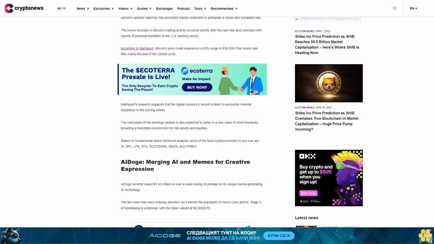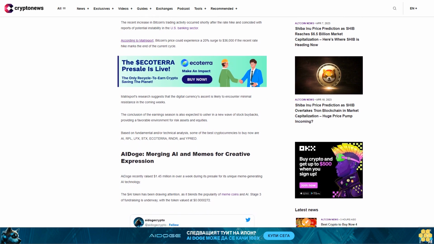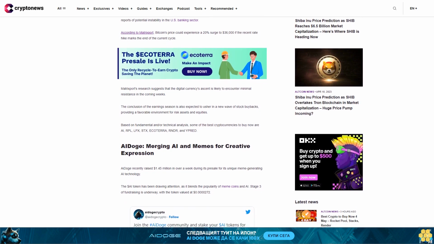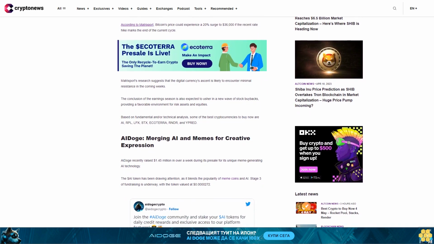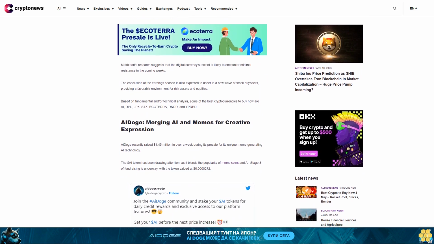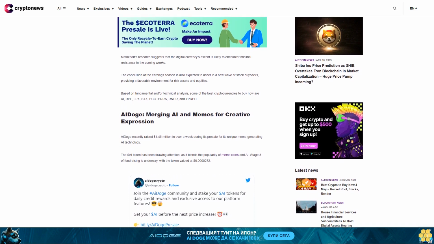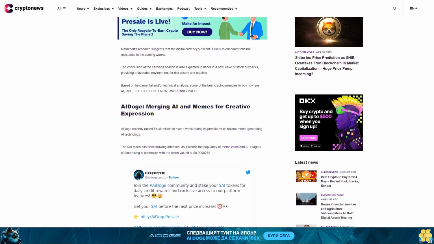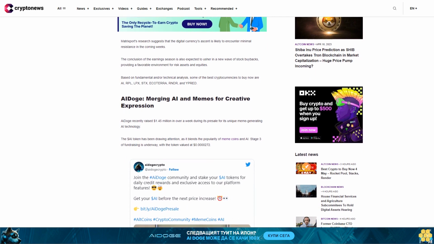AI is transforming various industries, and AI Doge is introducing a new kind of internet tool, meme generators. Users will be able to create memes by providing a text prompt describing the desired meme. Memes are a vital aspect of visual communication in the digital age, and AI Doge aims to position itself at the heart of this growing engagement paradigm.